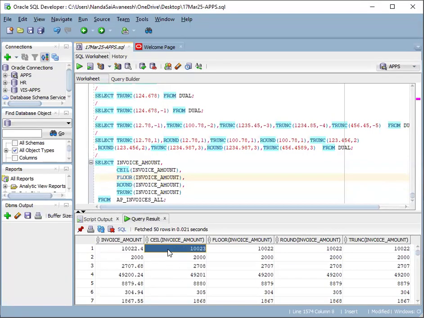Ceil means it goes to the next highest value. Floor means the next lowest value. Round is rounding, so the decimal points are removed here. Trunk also removes the decimal points. Now see the difference here. Round made it 2708 because after the decimal point the value is greater than 5, so it is changed to 2708. Whereas in the trunk the same value remains, the decimal points are completely removed, and only the precision value is taken.